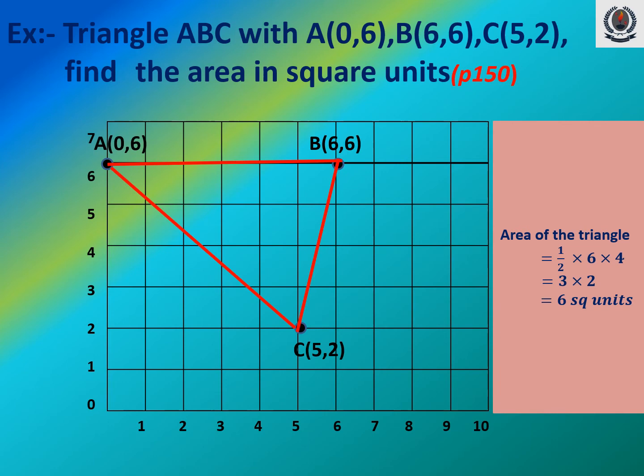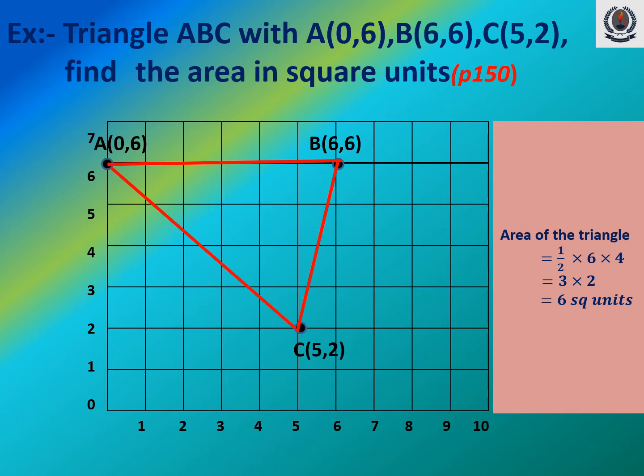The next example: triangle ABC with coordinate points A (0, 6), B (6, 6), C (5, 2). Find the area in square units. Now we can draw a coordinate plane. According to the coordinate plane, we can mark point A (0, 6). You can see, right? Coordinate B (6, 6). Coordinate C (5, 2).